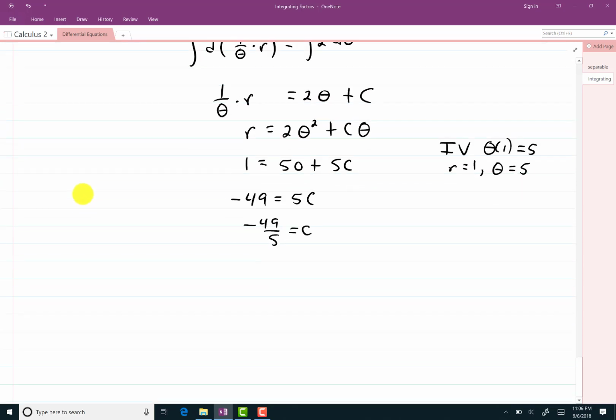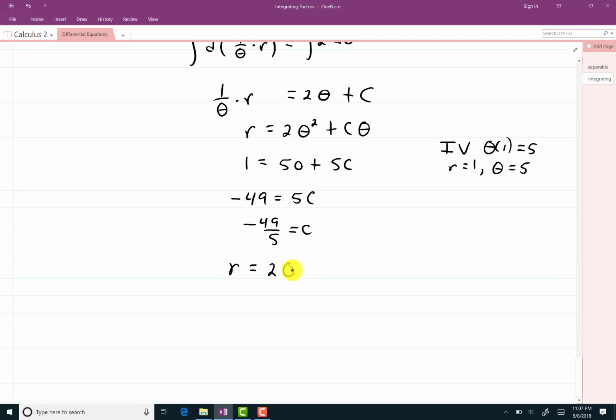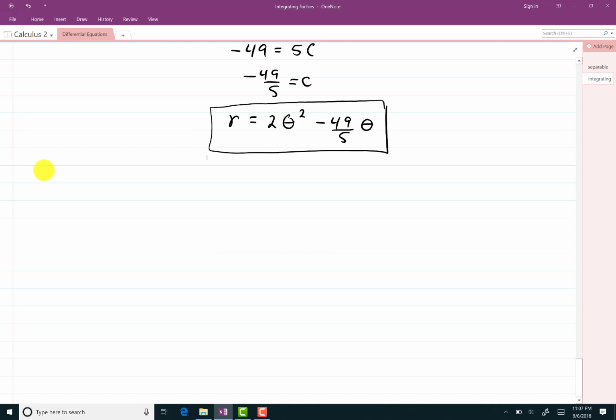And thus, we get my final answer, r equals 2 theta squared minus 49 over 5 times theta. Incidentally, I haven't mentioned it before, but if you ever want to check your answers, take this and plug it back into the original equation and make sure you get what's on the right-hand side.